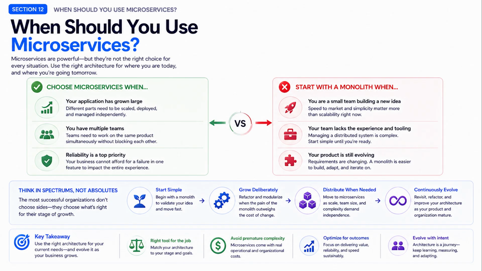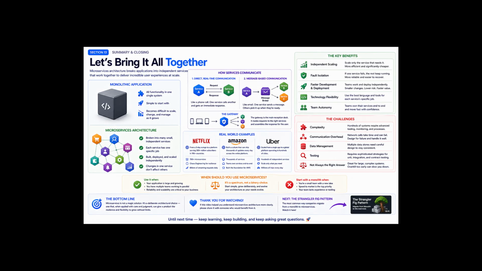Let us bring everything together. A monolithic application puts all functionality into one single system. It is simple to start with, but becomes difficult to scale, change, and manage as it grows. Microservices architecture breaks an application into many small, independent services, each responsible for one specific job. Each service can be built, deployed, and scaled on its own without affecting the others.